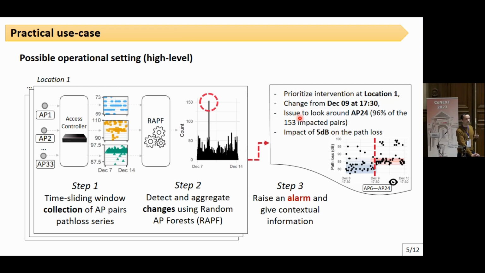Also, it can give spatial information about which AP to look at, and also can give a kind of explainability, so not exactly explainability, but it can give an idea about the strength of the impact on the path loss, with possibly some visual representation, as we will show later, since it's based on decision trees. We'll see in the core of the methodology.